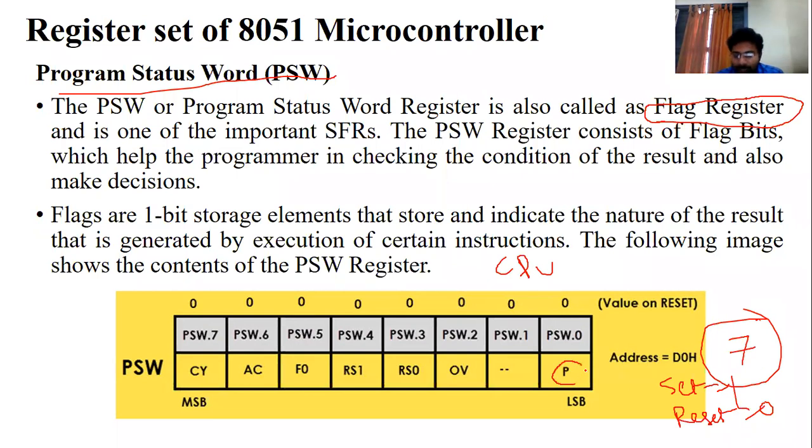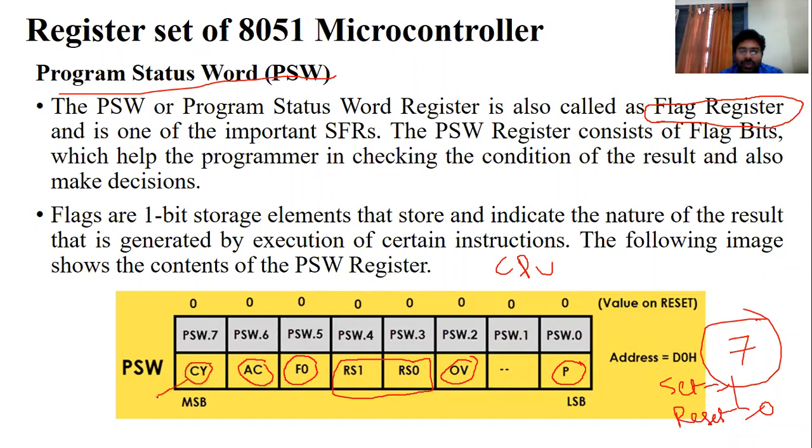Parity flag, overflow flag, then the RS0 and RS1 flags. These flags are used to access the register banks. You know that we have 4 register banks. Then there is flag 0, then the auxiliary flag, and the carry flag.